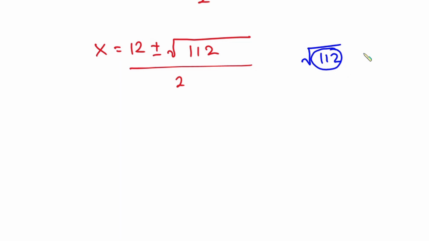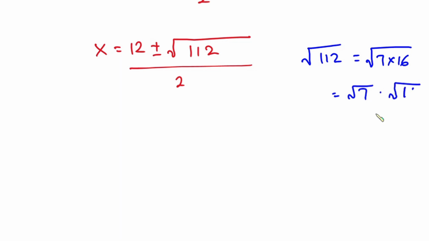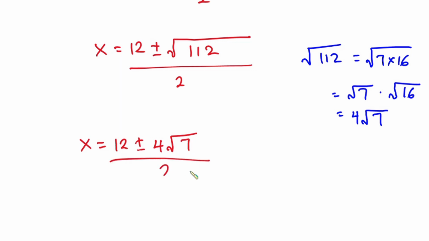And this 112 is the same as square root of 7 times 16. Okay, so we have square root of 7 times square root of 16, and square root of 16 is 4. So I'm going to write that one first, then times square root of 7. So in place of this whole thing, I'm going to put this, right? So we have x is equal to 12 plus or minus 4 square root of 7, all divided by 2.